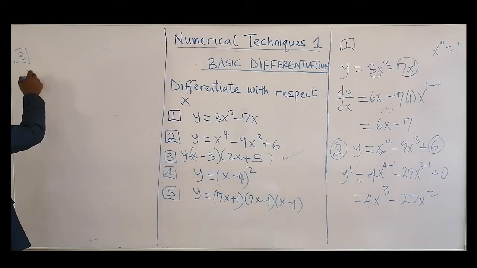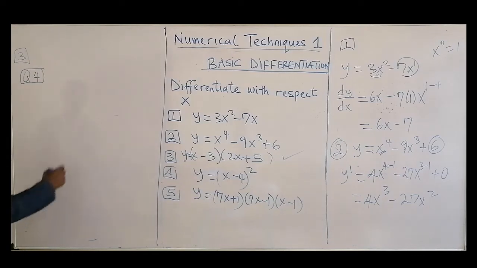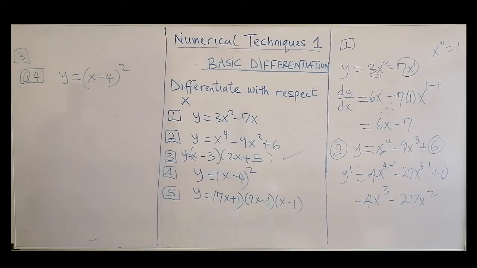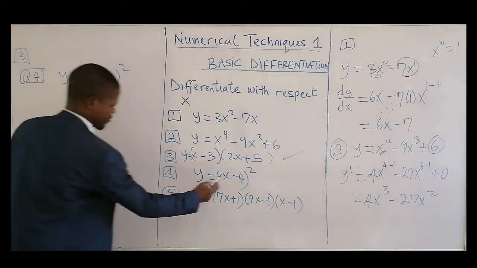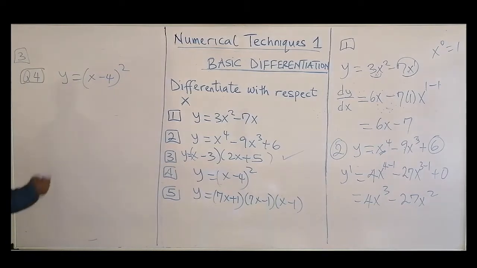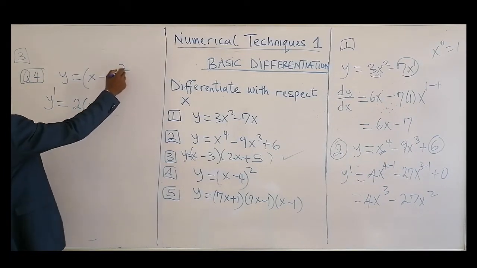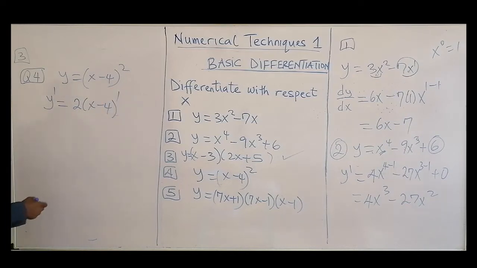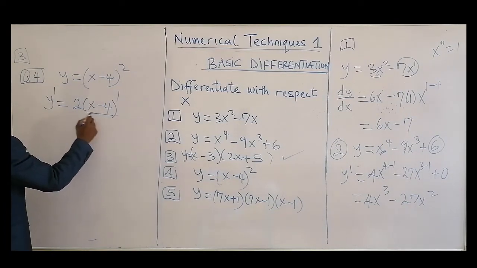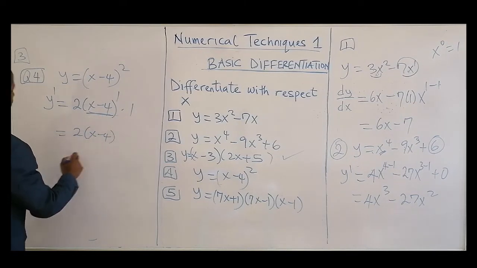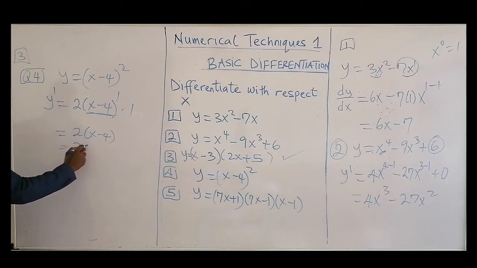Question 4. We have y equal to (x minus 4) to the power 2. You can also use normal expansion, expand this, and differentiate. But let's use the chain rule. So the derivative will be equal to what? The 2 will come to the front, write the expression, then 2 minus 1, that's power 1, times the derivative of the base, times 1. So that will be equal to 2 into bracket x minus 4. So you can open the bracket, this one times this one, that's 2x, this one times this one, minus 8.